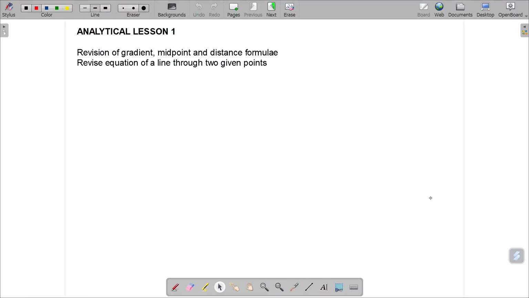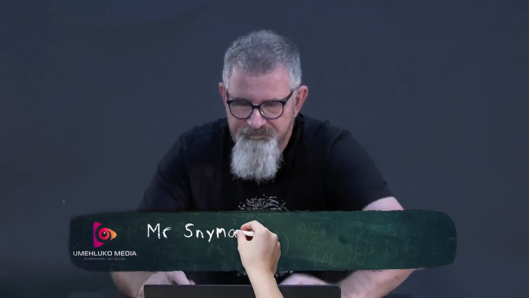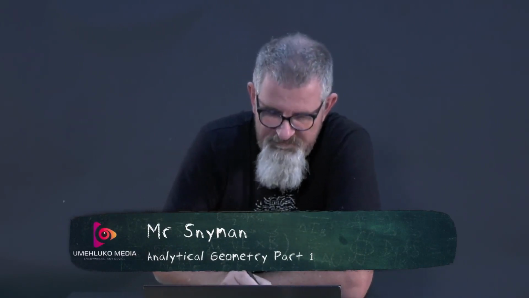We're doing today the first lesson on analytical geometry, and we're going to be doing some revision of the grade 11 content. For me, we need to know the formulae, and I know the formulae are given to you on the formula sheet, but I prefer my students to know the formulae off by heart because it just makes sense to do so.